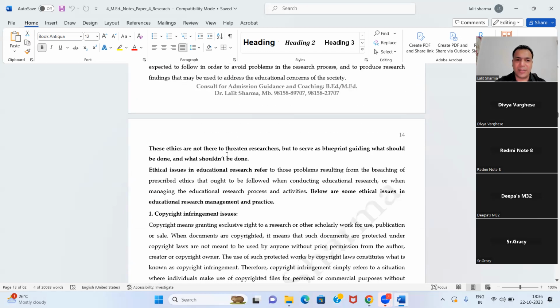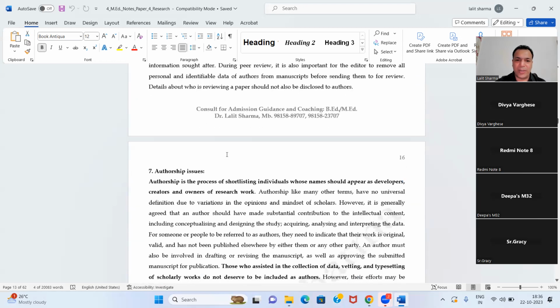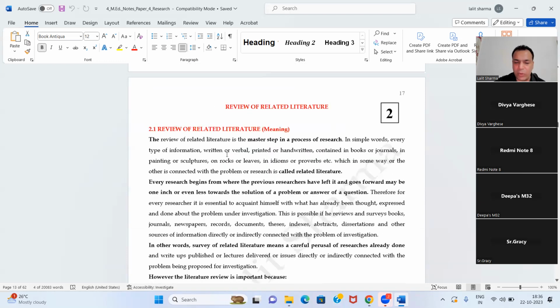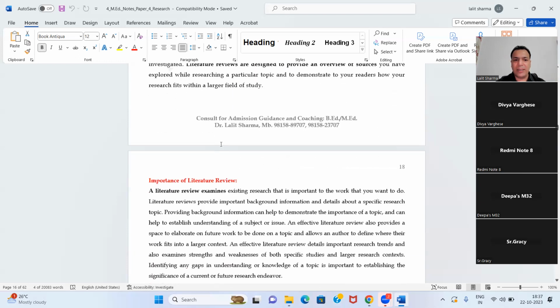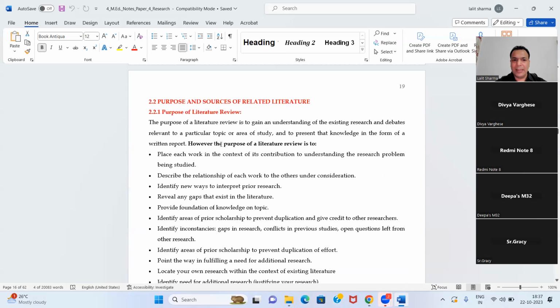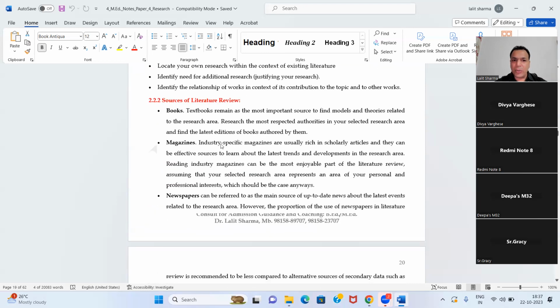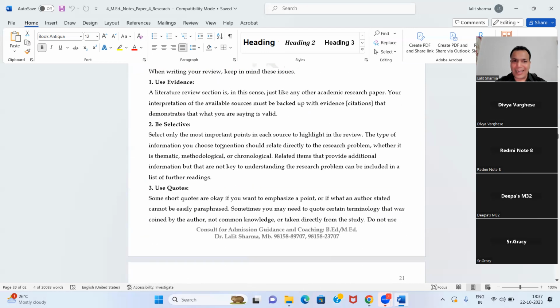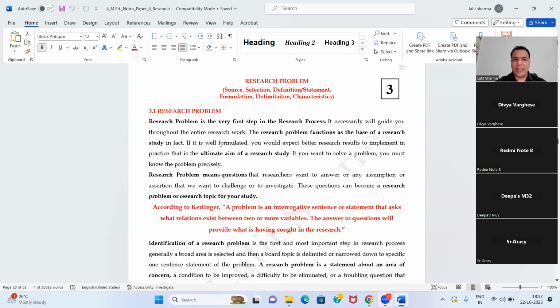Limitations of educational research, and then ethical issues. Then second is review of related literature. So these are the notes of my previous lectures, which I have given to you, 62 pages. This is important, guys. Start learning side by side, because I take only 1 or 2 lectures and the whole week you have. Review of related literature: purpose and sources of literature, writing review.